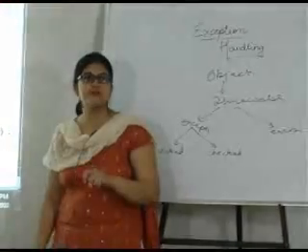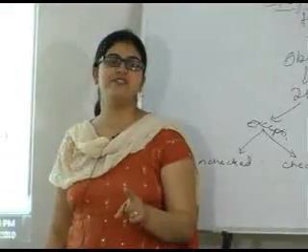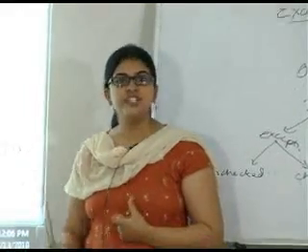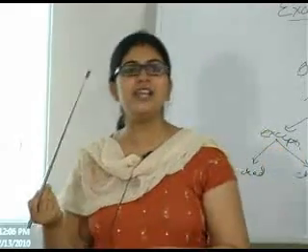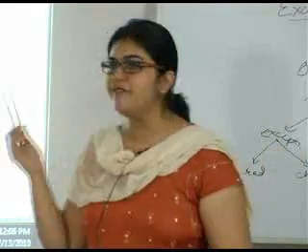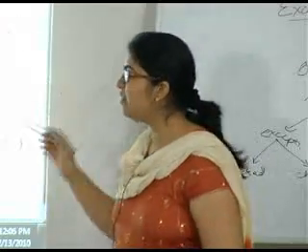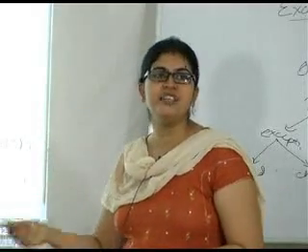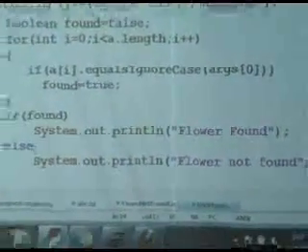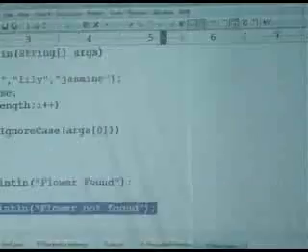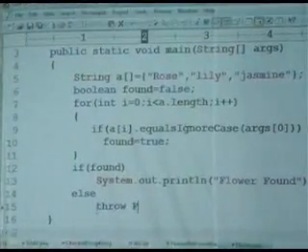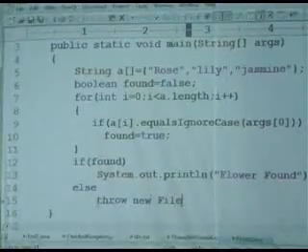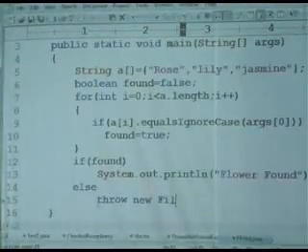Do we have an exception for flower not found? Yes, we do have. Now what we need to do? Just like your JVM is creating an object and throwing it at the runtime system, we will create an object of FlowerNotFound and throw it to our JVM. So instead of writing the 15th line, okay, we are going to say throw a new object of FlowerNotFoundException.